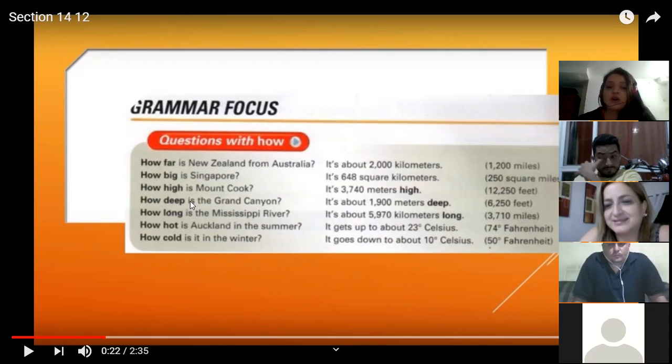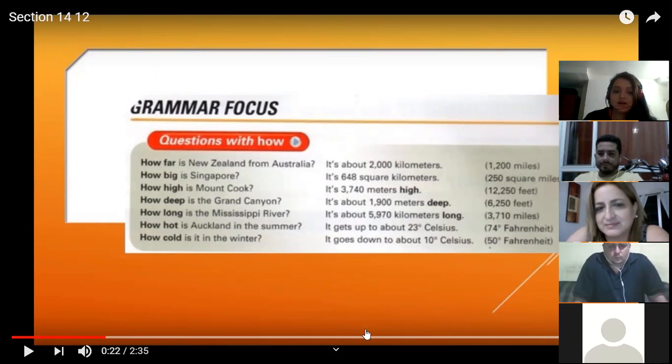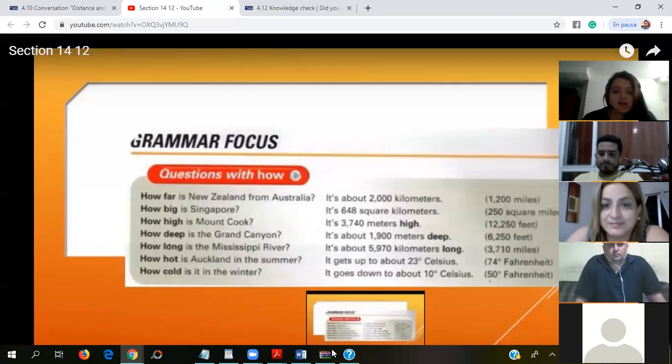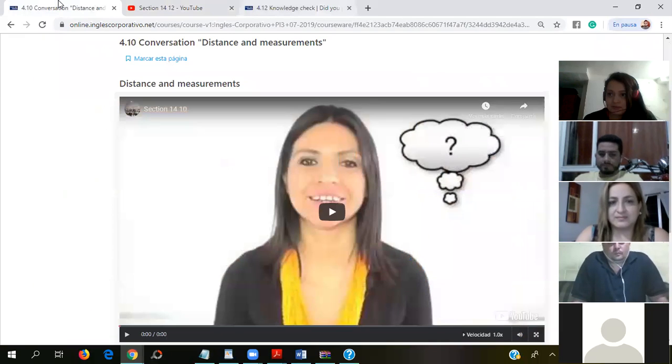Okay, and then we're going to talk about one river in El Salvador, one lake, or a canyon. I cannot remember the name right now. How hot is one of the cities and how cold does it get in the winter? So we're going to adapt everything to El Salvador. Is that clear? Clear. Okay, let's practice then. So everybody should be on this section, right? 4.10.